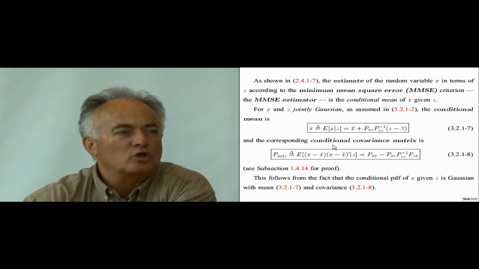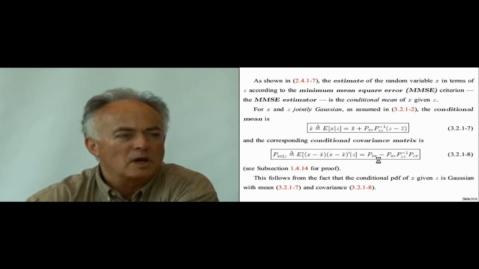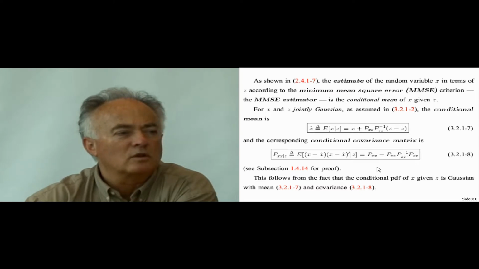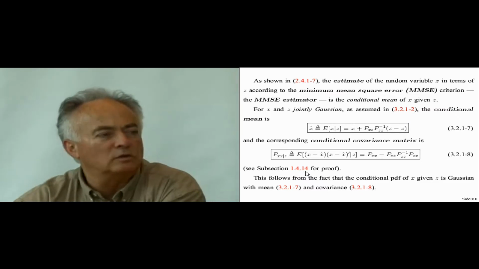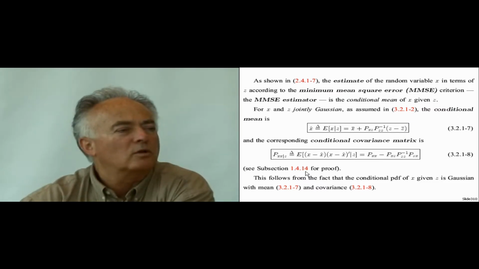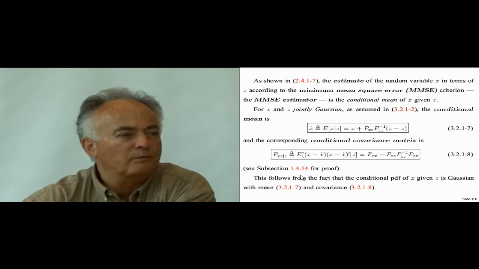And then we have a conditional covariance matrix of x, Pxx given z, the expected value of x minus x hat, and this is the x hat which comes up here, times x minus x hat transpose given z, is the unconditional covariance minus Pxz Pzz inverse Pzx. And this was obtained earlier in 1.4.14 with a complete proof in the textbook.